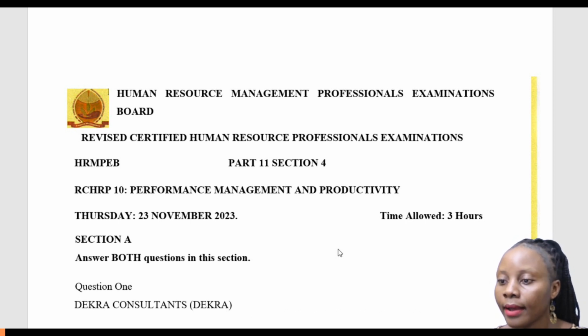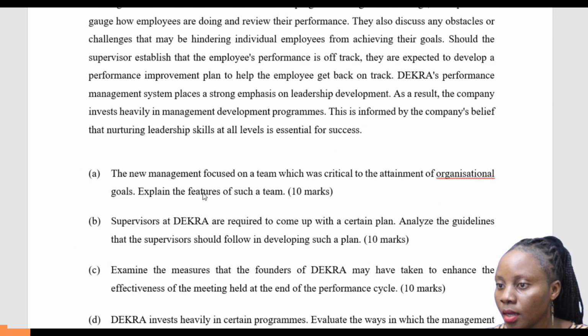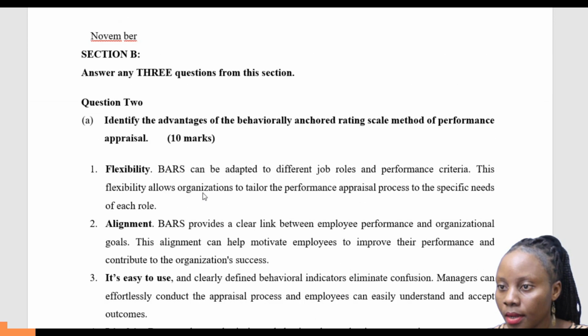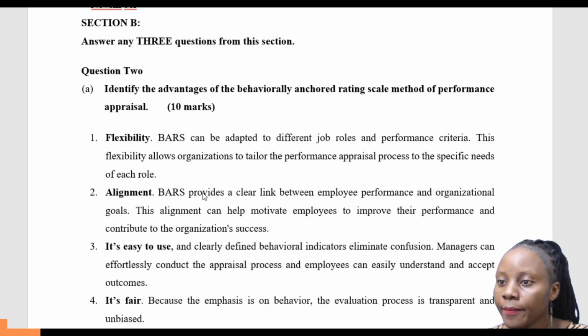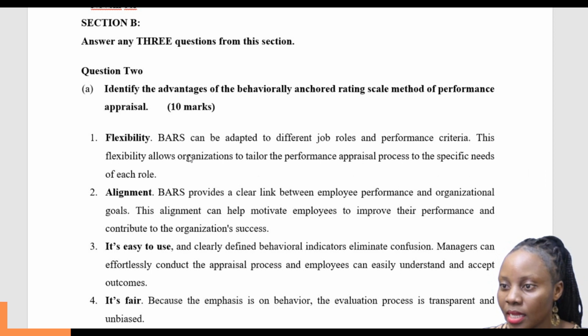We have a recently done paper, RCHRP 10, Performance and Productivity Management. So straight to number 2. It says number 2A, identify the advantages of the behavioral anchored rating scale method of performance appraisal. This is one of the methods or tools of performance management that we looked at in our notes.